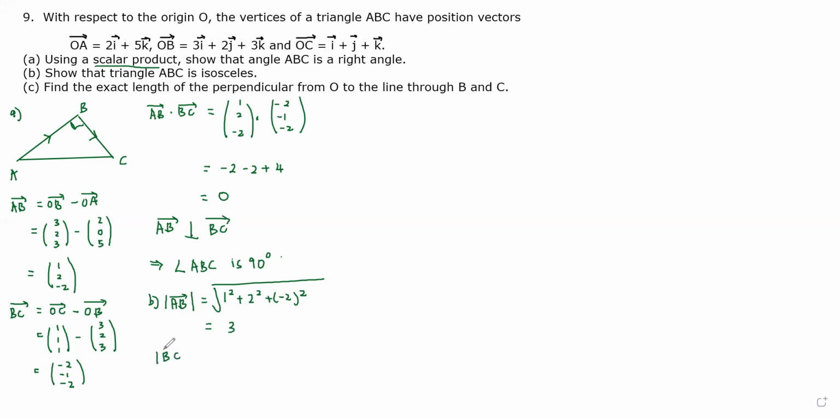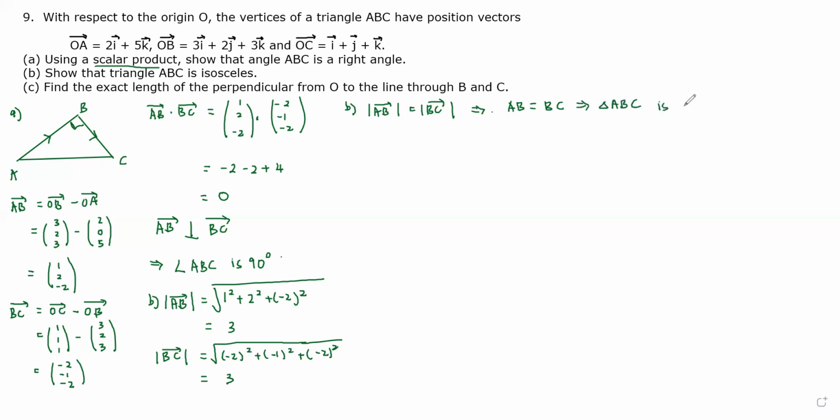And for the magnitude of vector BC, that is the square root of the sum of squares of negative 2, negative 1, and negative 2. That would give a square root of 9, which is 3 as well. So we continue here. Since the magnitude of vector AB is the same as the magnitude of vector BC, we conclude that AB must be the same as BC. Therefore, triangle ABC is isosceles.